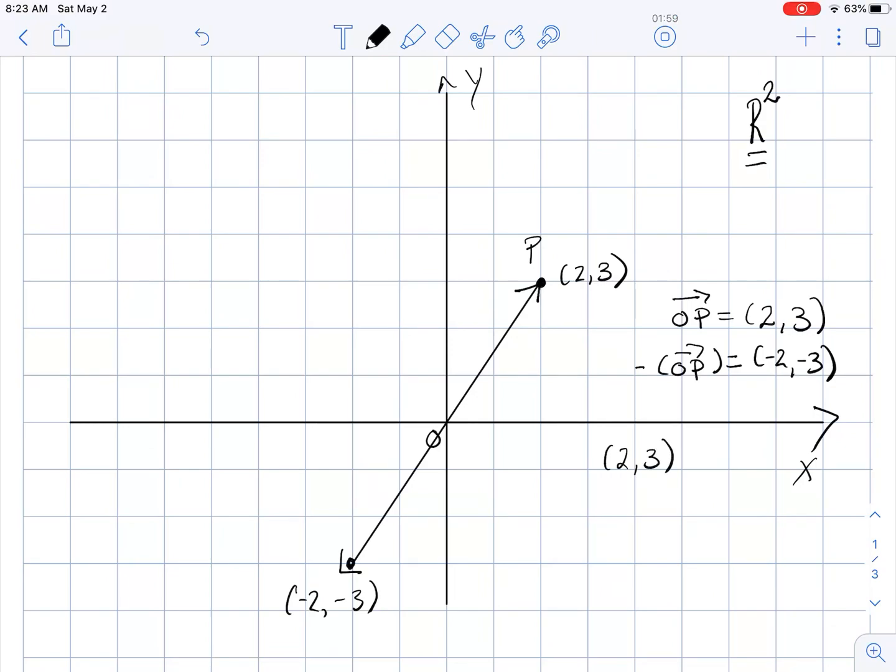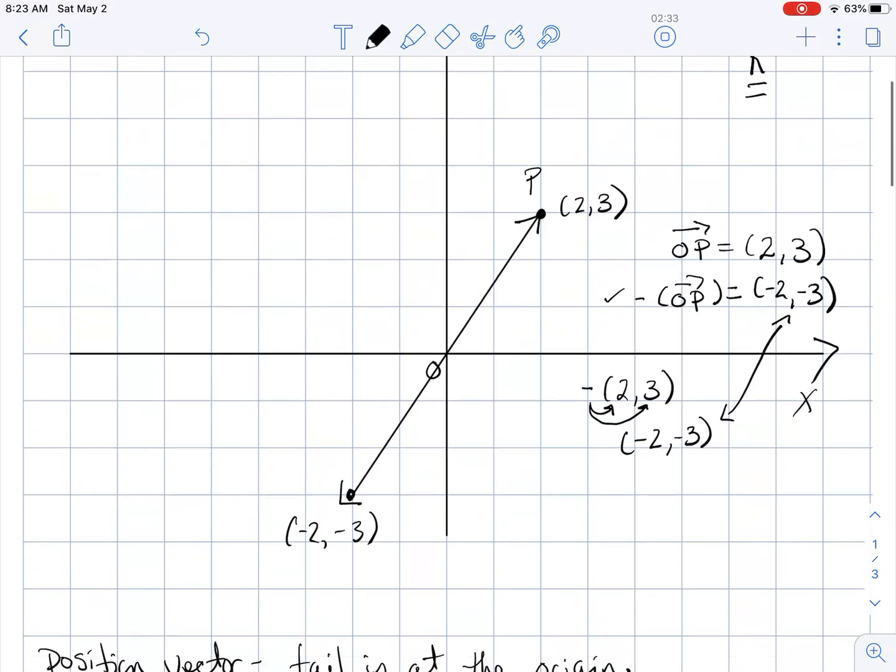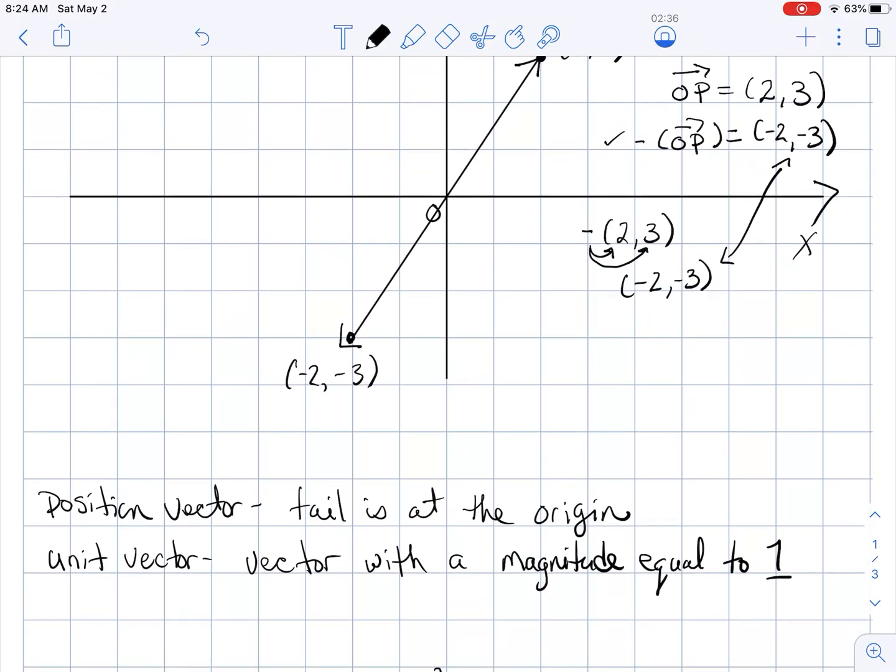I want to show you something cool there. Let's go back here. OP was 2, 3. If we put a negative in front, this is what I've just done right here: I changed the vector OP with the coordinates. Think about what you would normally do with that. Think of it as -1 distributing through, and you would get -2, -3, which is exactly that vector we were talking about. So keep in mind that you already know how to do a lot of this stuff.